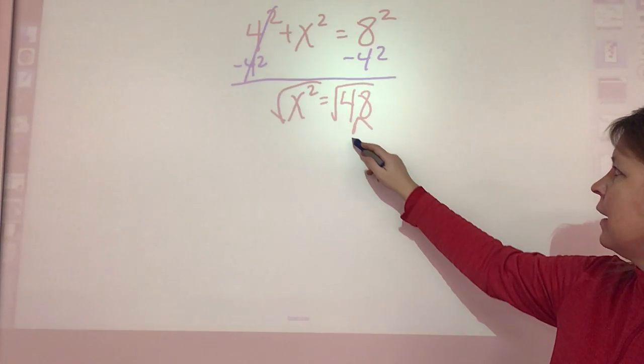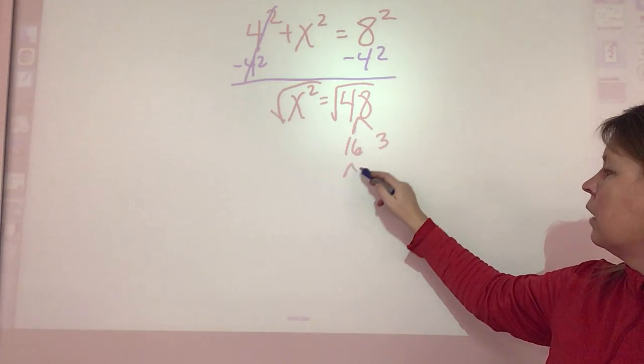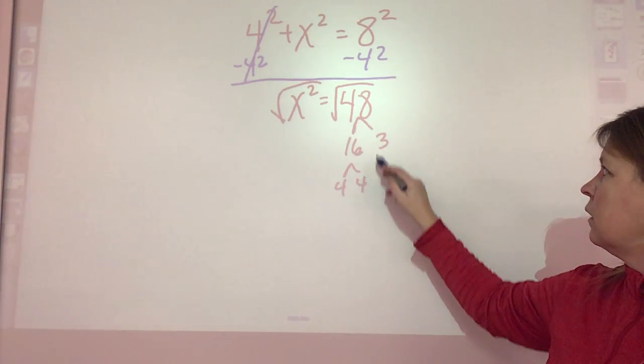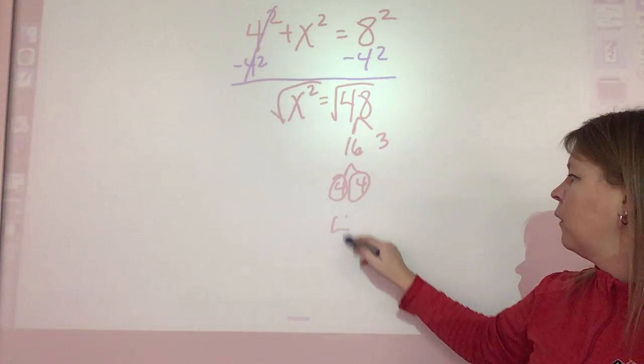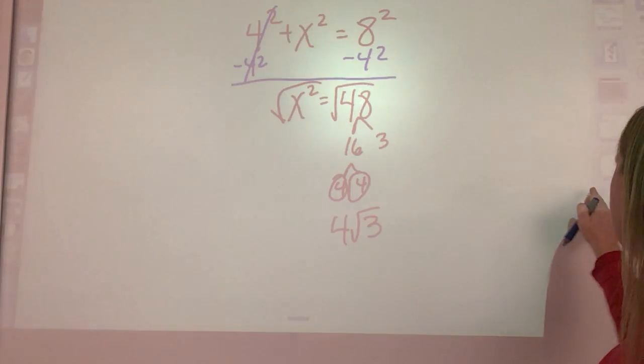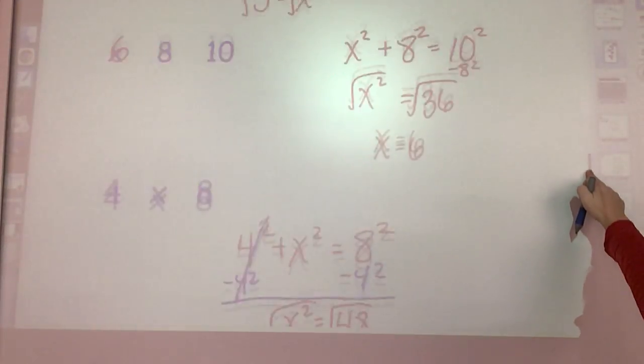We need to break that down into a couple of factors. I don't know which ones. You could use 16 and 3, 12 and 4, 8 and 6. I have a pair of 4s, so I know that that's 4 square root of 3.